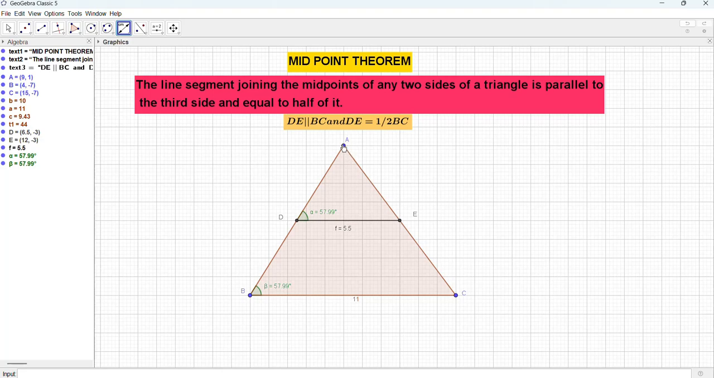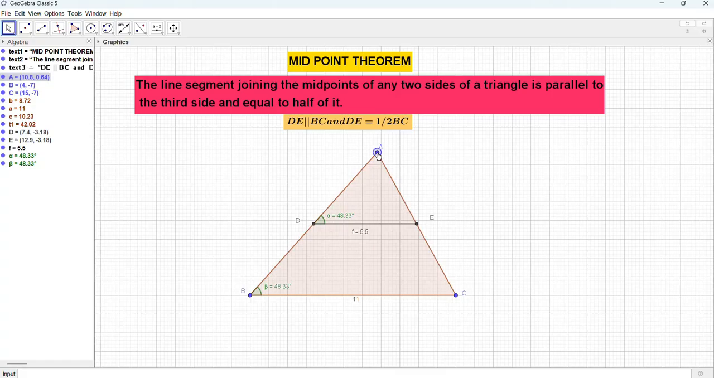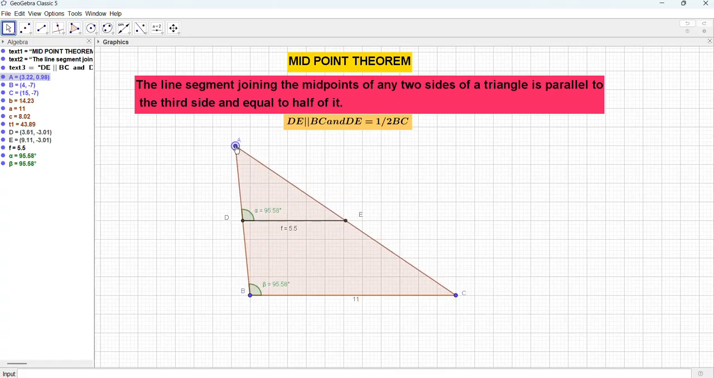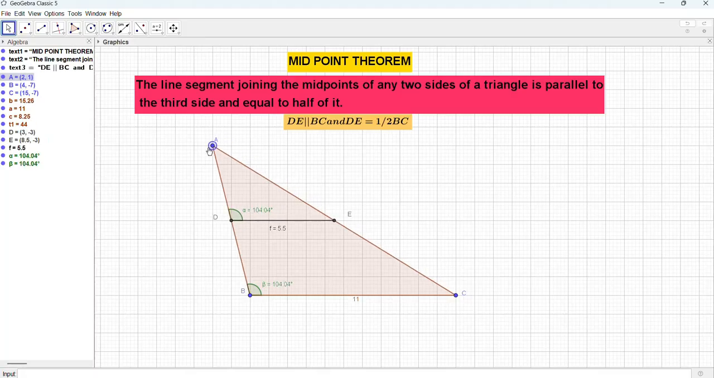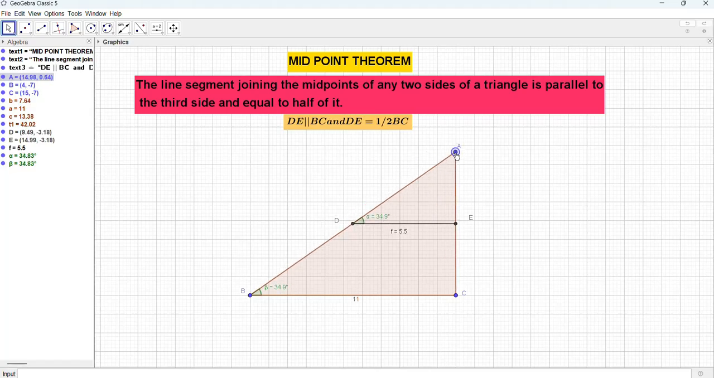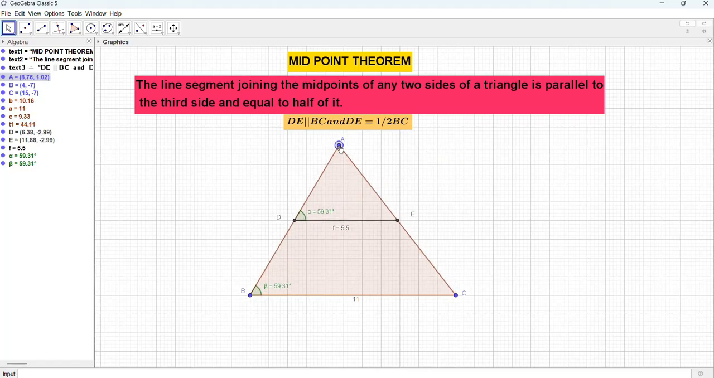Now let's change the size of this triangle and see whether it is still following or not. You can see all the criteria are still fulfilled, whichever direction I move it. The line DE and BC are parallel and DE is half of BC. So it will be satisfied for all types of triangles.